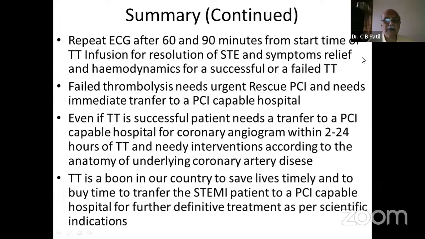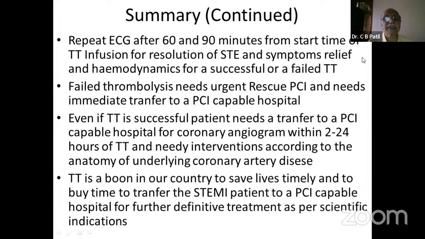So following thrombolytic therapy, if there's a failed reperfusion, that means if there's no ST resolution in the ECG, which is taken 60 to 90 minutes after a thrombolytic bolus or therapy, and if there are continuing symptoms, hemodynamic instability, BP is falling, the patient has gone into pulmonary edema, and he has got arrhythmias. These are called hemodynamic instabilities. And he should be immediately shifted for rescue PCI to a PCI capable center.